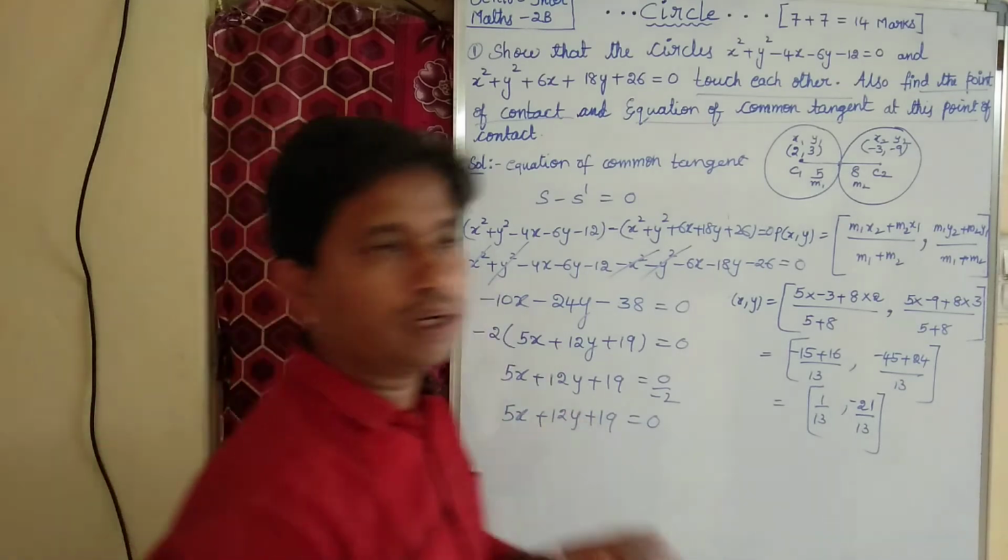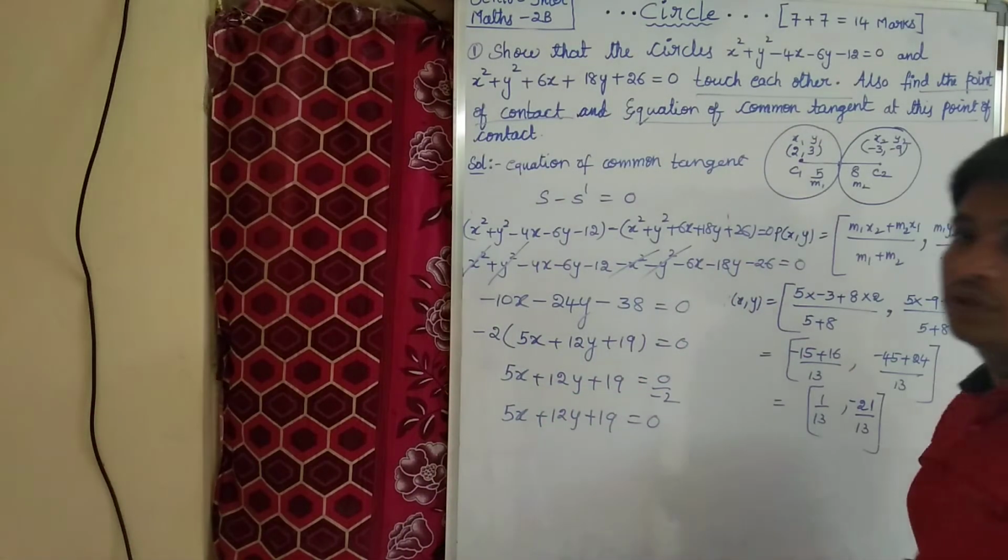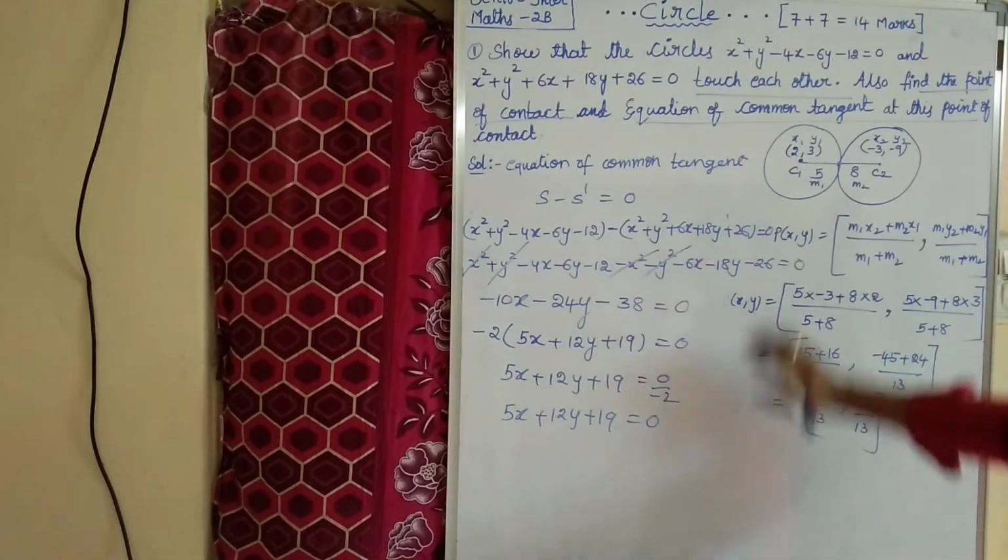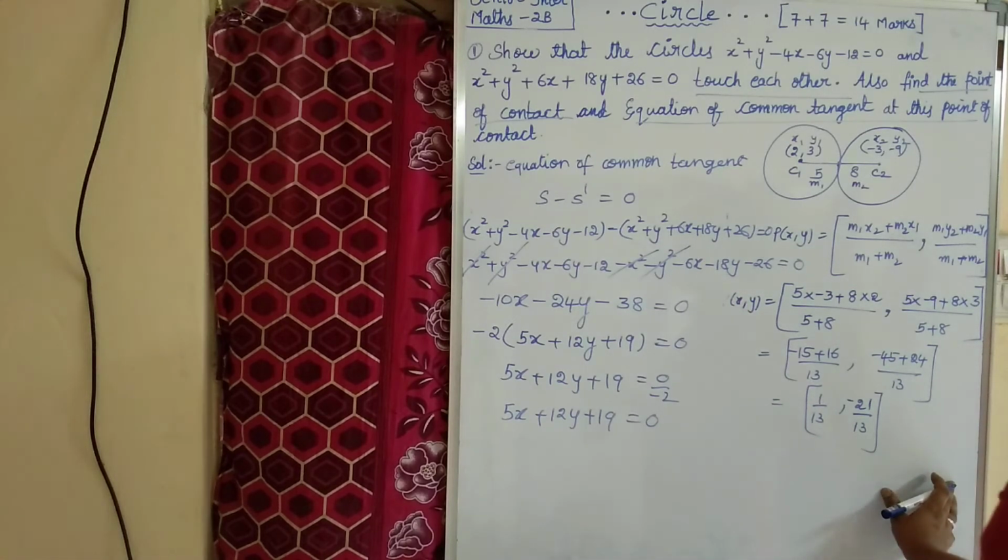Children, here in this problem they are asking three points. First one is whether they are touching each other or not. So for that, what did we do? We found R1 plus R2 as well as C1 C2.